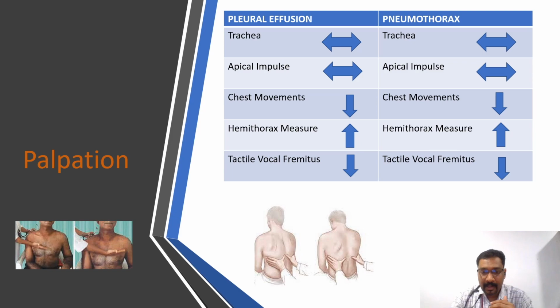At the same time, the hemithorax measurement that we do, because most measurements are done during palpation, you will understand there is a slight increase in the hemithorax measurement, especially in cases of massive pleural effusions and significant pneumothorax. Another thing that we do is check for the tactile vocal fremitus as depicted in this picture, where you ask the patient to say 1 or 99 and check if it is normal, increased or decreased. When there is a pleural effusion or pneumothorax, you find the tactile vocal fremitus to be decreased.